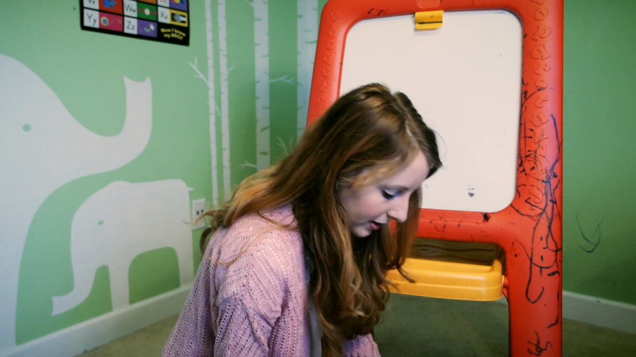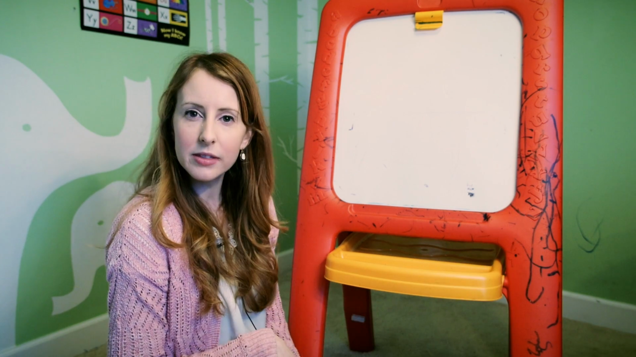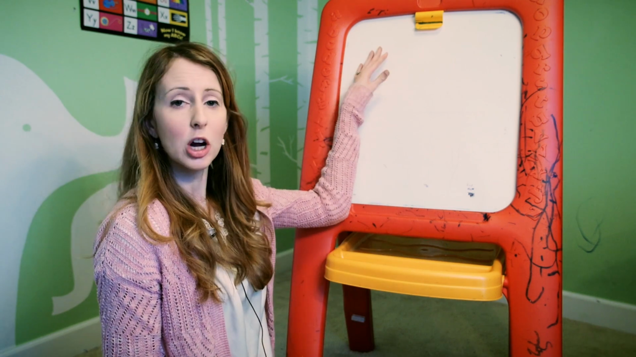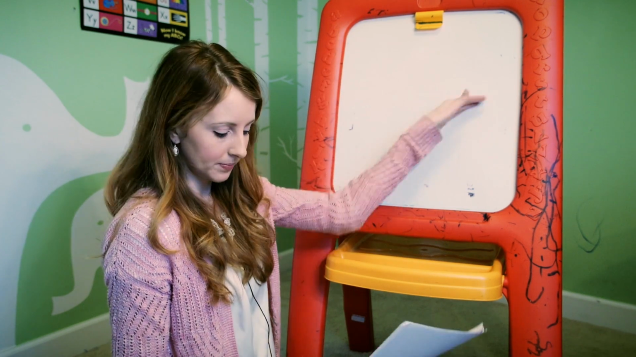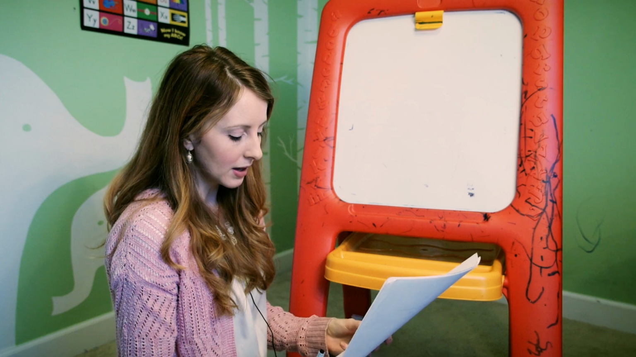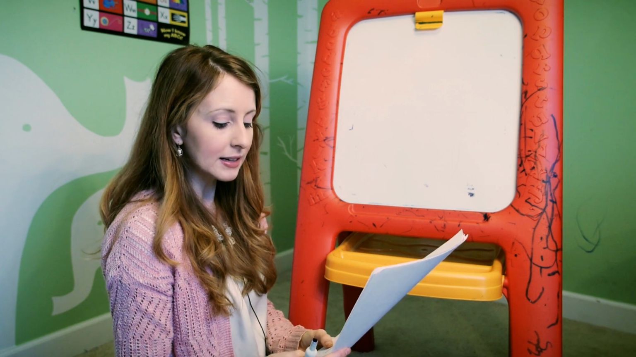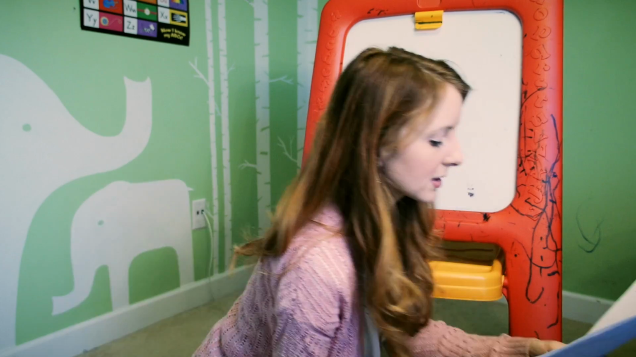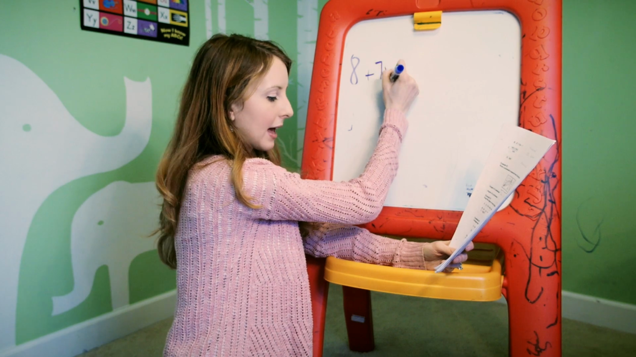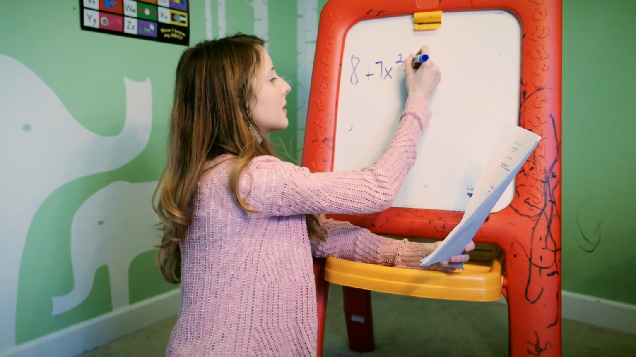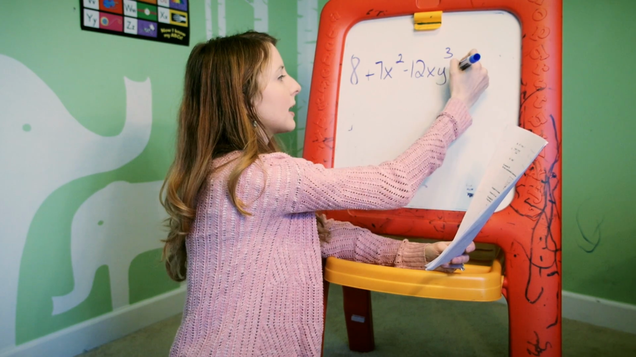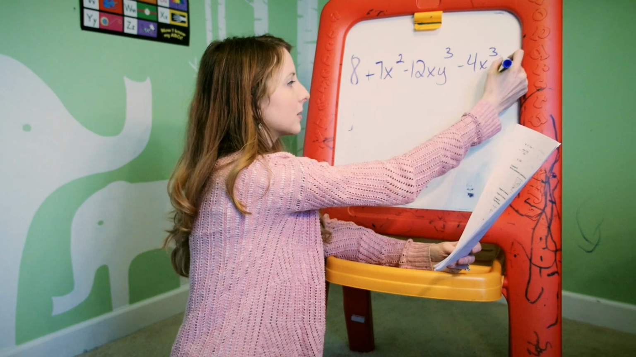Example 5 asks us to do the exact same thing except to write it in descending order. That means now we're going to start with the largest and go down. So look at example 5. It says to arrange the terms of the polynomial so that the powers of x are in descending order. So first let's write the polynomial. 8 plus 7x squared minus 12xy cubed minus 4x cubed y.